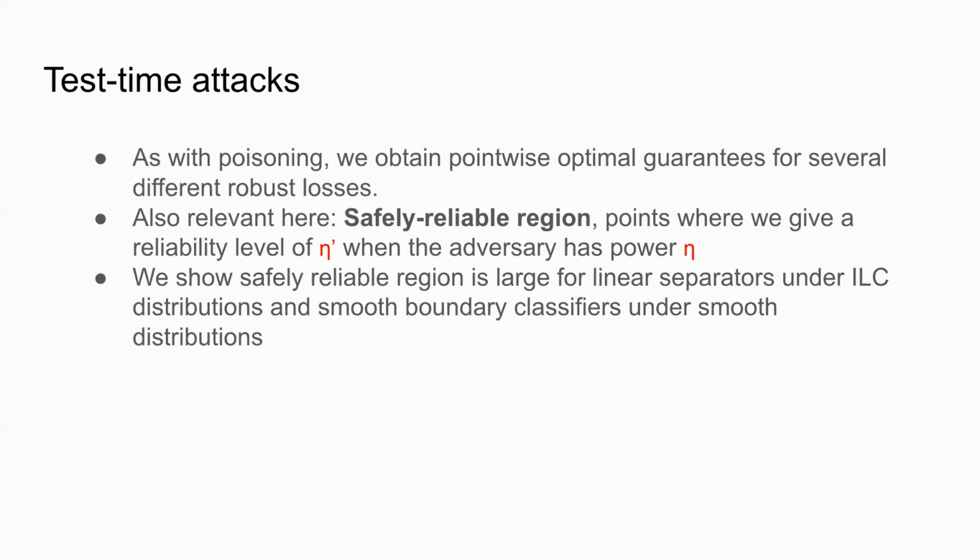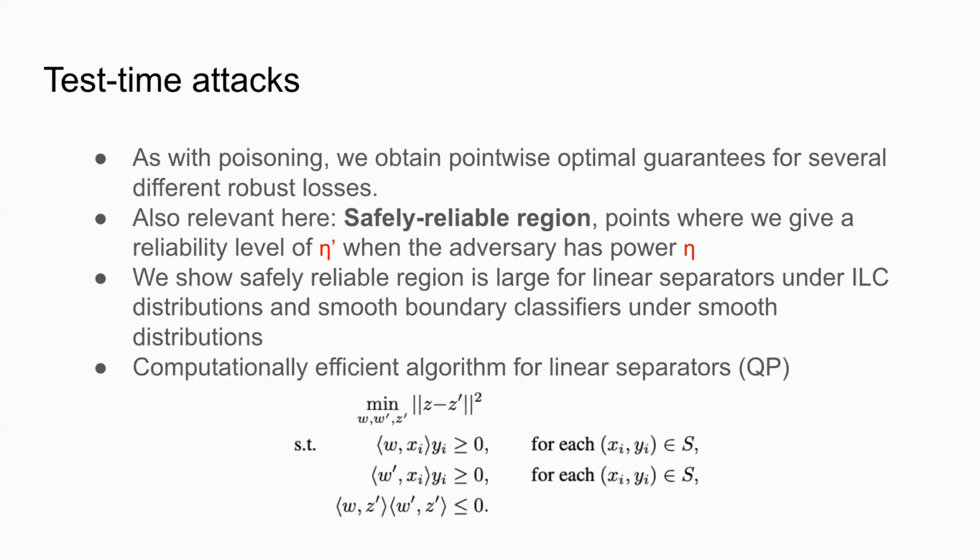Right. So again, we are able to show the safely reliable region is large for linear separators under isotropic log-concave distributions. We're also able to give these results for smooth boundary classifiers under smooth distributions. In the case of linear separators, the nice thing is we again have a computationally efficient algorithm. So this is just a quadratic program.